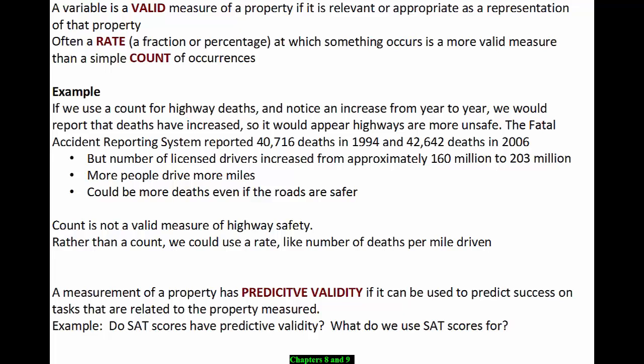Here comes our very important definition of the word valid. Always come back to this definition if you're ever struggling with a question on validity. A variable is a valid measure of a property if it is relevant or appropriate as a representation of that property. Clearly, we don't want to use someone's height as a measurement for their weight, right? We all understand that's not appropriate. It's not a good representation of weight.